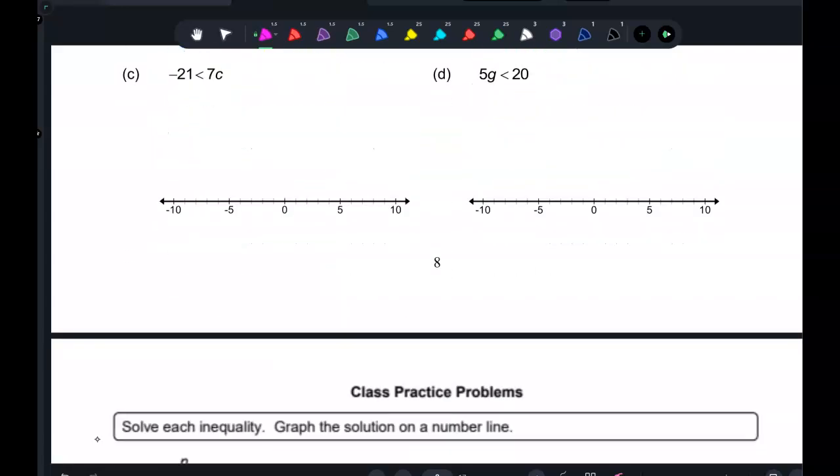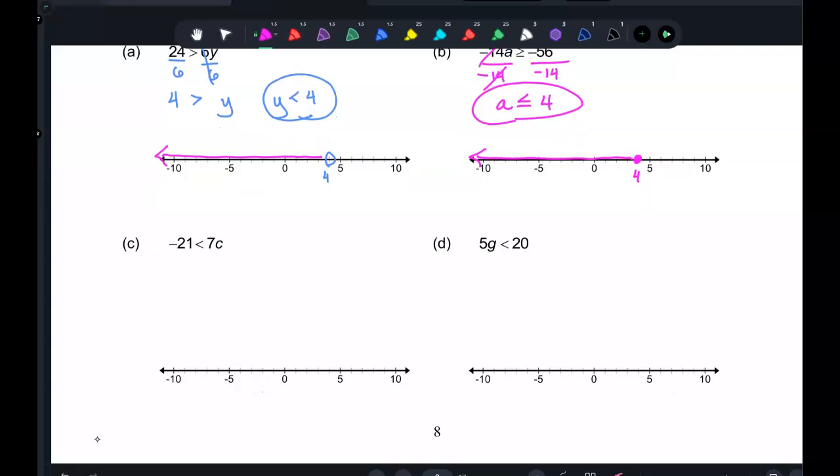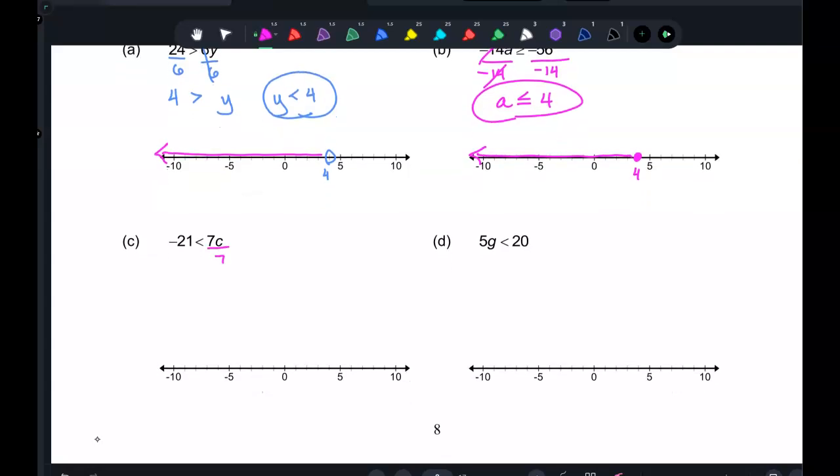Number C. So basically, you divide by 7 on both sides, and then you get c is greater than -3. Good. No, you're right. And it's an open circle to the right. Excellent. Good job. I'll do the next one.